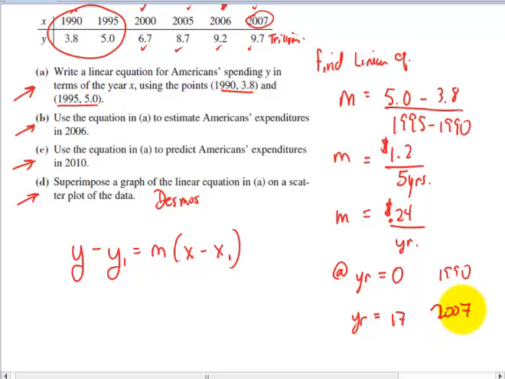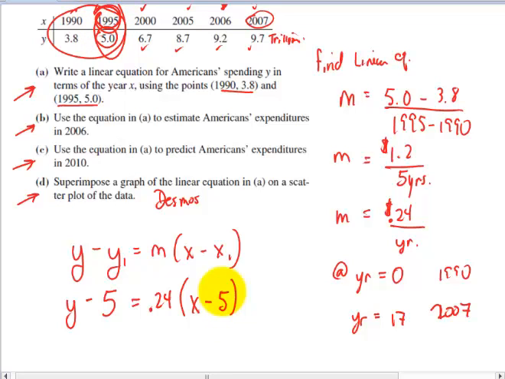Okay, so here we go. So y minus the y1 value, I'm going to use this set of points, 5, equals the slope, which is 0.24, times x minus, now remember the x-axis has been converted to years since 1990, so for 1995, x will be x minus 5. And it's coincidental that that's 5 and that's 5, but that's basically because x is the years and y is the dollar amount. So we have our equation, y minus 5 equals 0.24 times x minus 5.